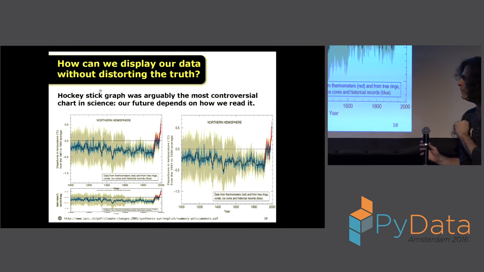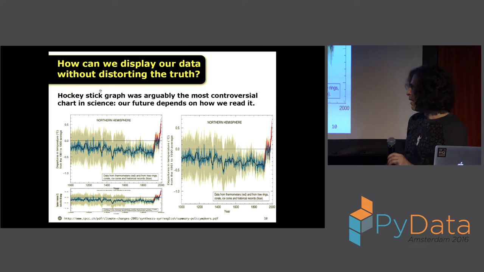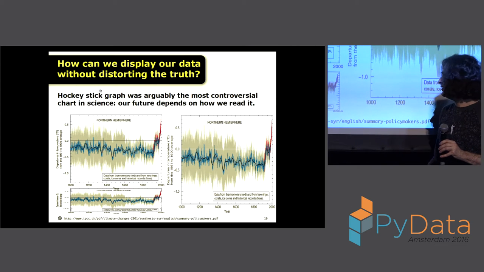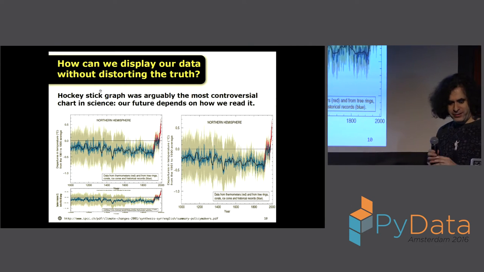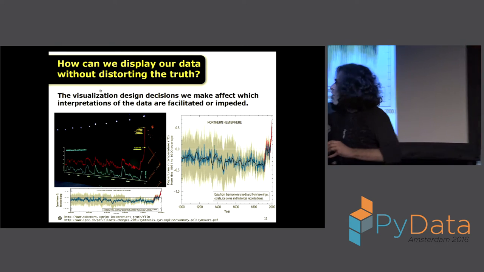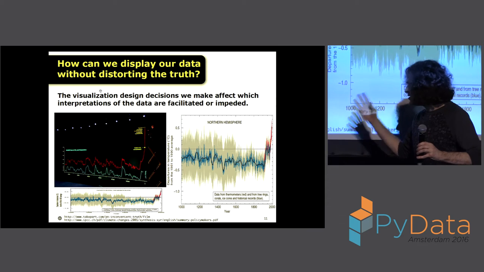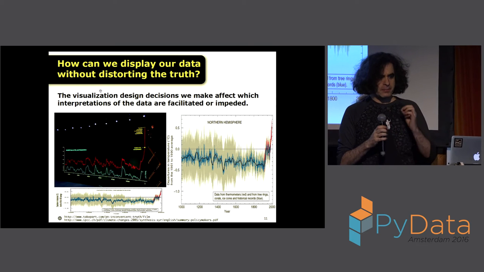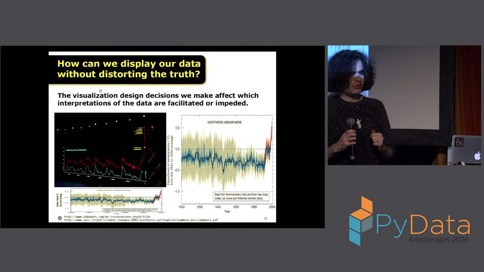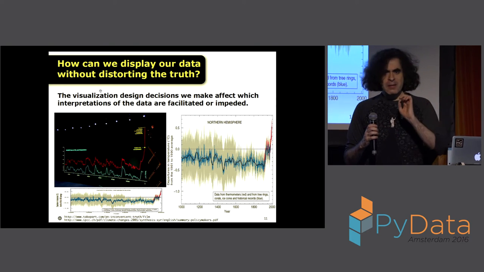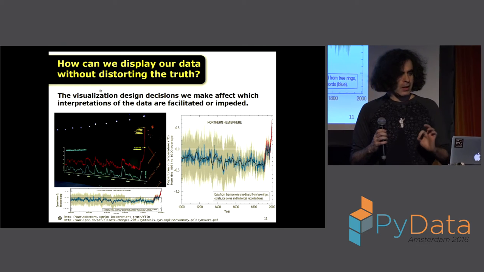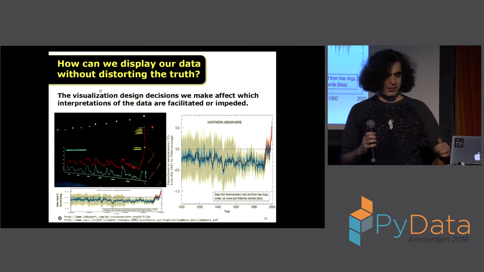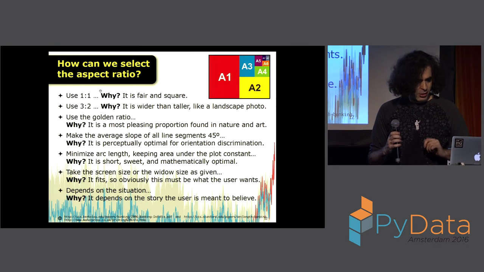Here is the same graph in three different aspect ratios. Now, if I looked at this graph, I might think that things are sort of oscillating and they've kept on oscillating. And if I look at this graph, I might be alarmed. And if I am Al Gore, I'll be really alarmed. And the question is, basic fundamental question, what should be the aspect ratio? Because you see, we're talking here about information visualization and the decisions we make in how we present the information affect the interpretations of the data that are facilitated or impeded, the story that we are actually telling.